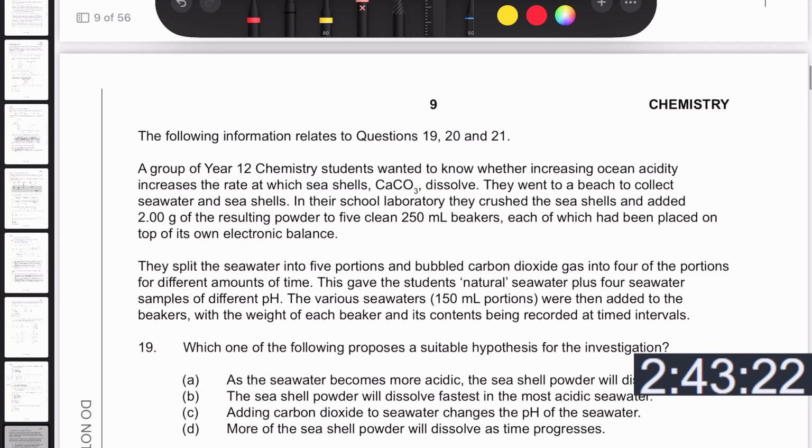A group of year 12 chemistry students wanted to know whether ocean acidity increases the rate at which seashells dissolve. They went to a beach to collect seawater and seashells. In their school laboratory, they crushed the seashells and added 2 grams of the resulting powder to 5 clean 250 milliliter beakers, which were placed on top of their own electronic balance. They split the seawater into 5 portions and bubbled carbon dioxide gas into 4 of the portions for different amounts of time. This gave the students natural seawater plus 4 seawater samples of different pH. The various pH 150 milliliter portions were then added to the beakers with the shell powder, and the beakers and their contents were weighed at time intervals.